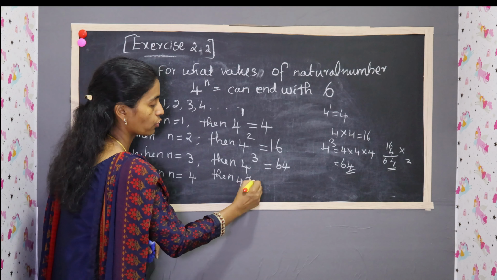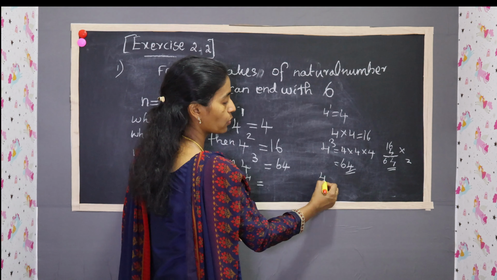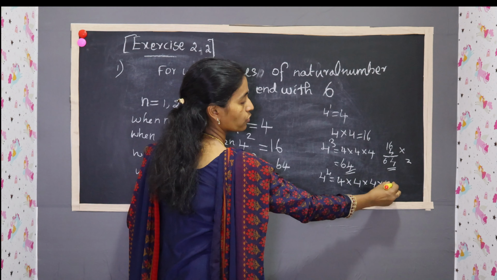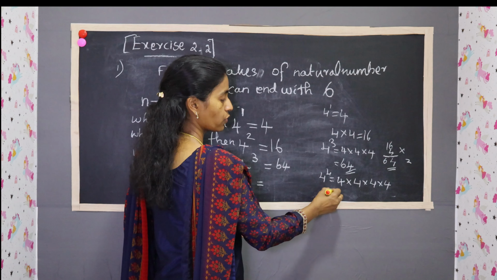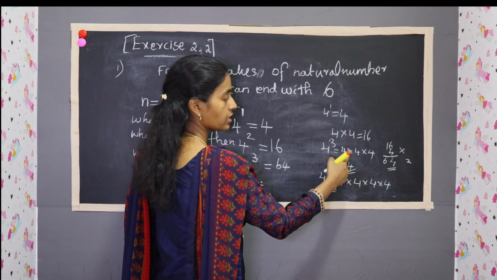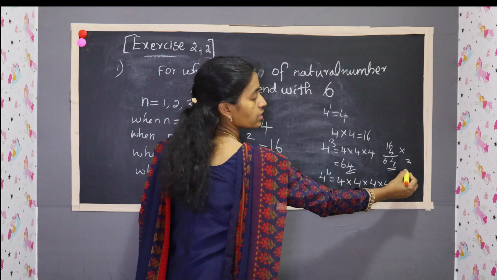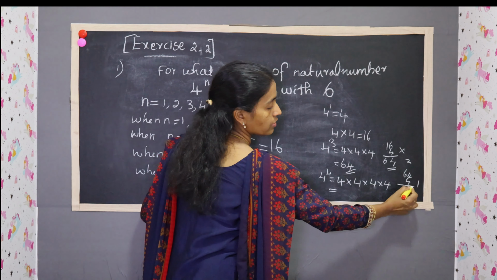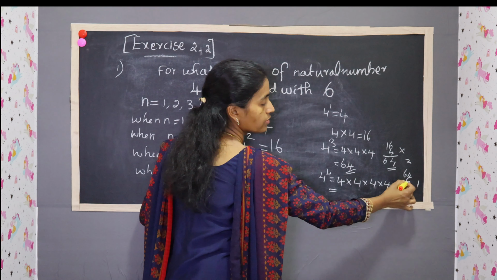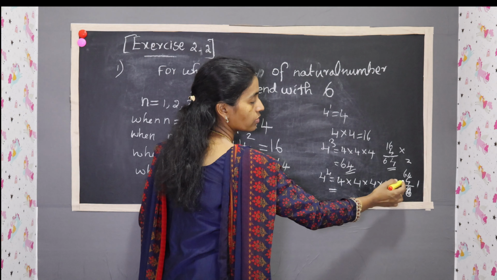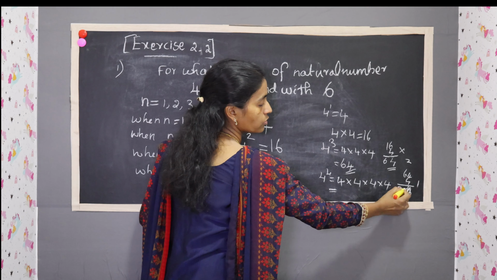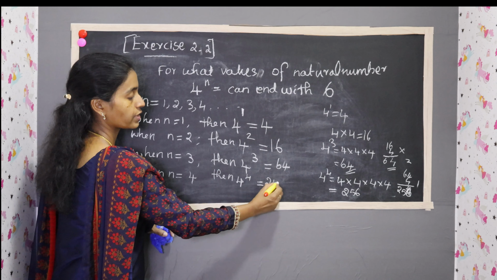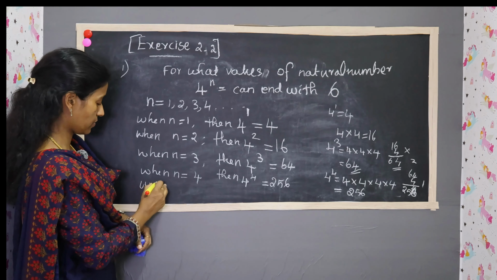And when n equals 4, 4 power 4 would be how much? 4 power 4 is nothing but 4 into 4 into 4 into 4. 4 into 4 is 16, 16 into 4 is 64, 64 into 4: 4 fours are 16, 6 into 4 is 24, 24 plus 1 is 25. Here I am getting 256. One more step.